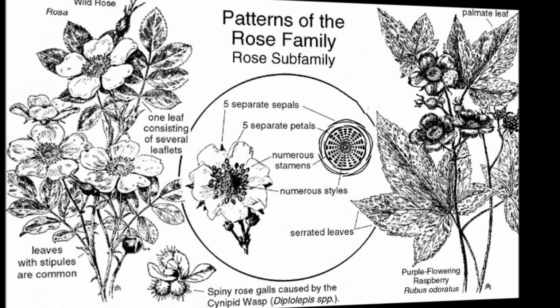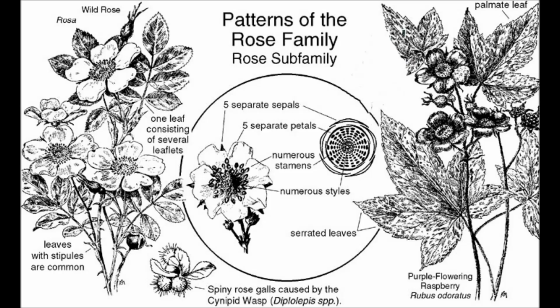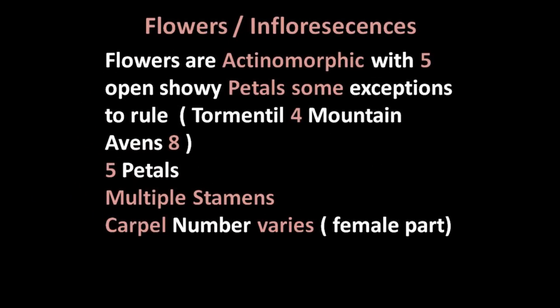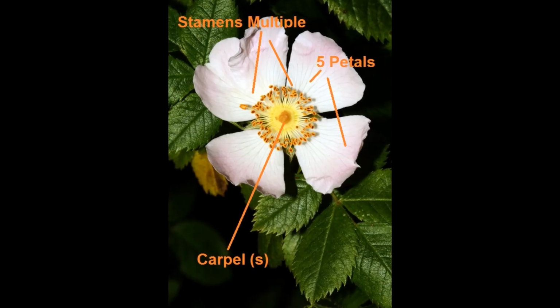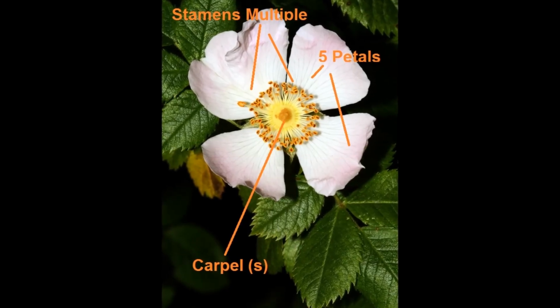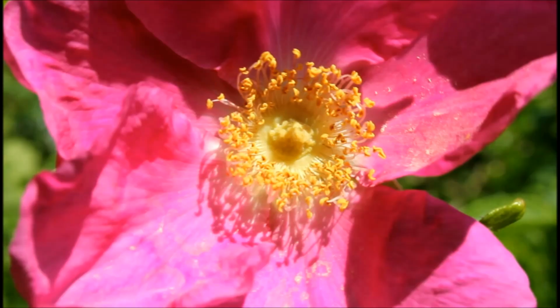We now take a look at the features, characteristics and patterns of this family which make them universally recognisable by looking at the floristic and vegetative characteristics. Flowers of the Rosaceae are actinomorphic and they typically have 5 open showy petals. But like any rule, there are always exceptions, not the least tormentil with 4 petals and mountain avens with 8. It has 5 petals, multiple stamens and a varying number of carpels, the carpels being the female part of the plant.